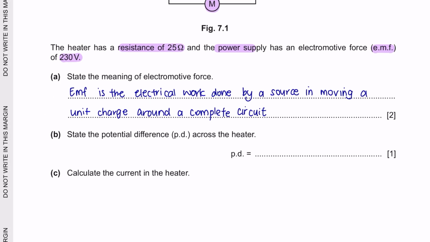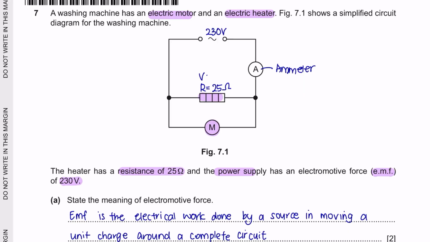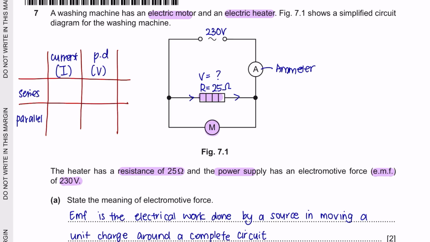Next, question B. State the potential difference across the heater. So we are looking to find the potential difference, which is the value of the voltage across this heater. The type of circuit that we have here is a parallel circuit. You must know that current, when flowing in a parallel circuit, let's say it's 5 ampere here, will split to 2.5 and 2.5 ampere if the resistance of the components are equal. However, potential difference, if the electromotive force is 230 volts, will be the same throughout the entire circuit.